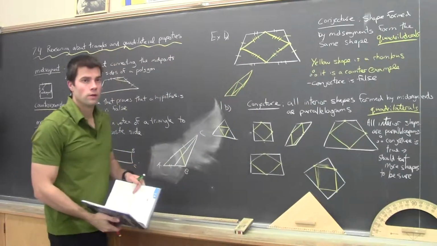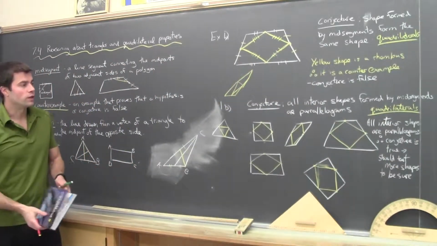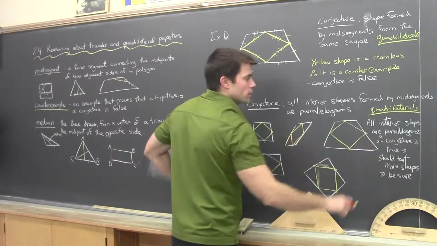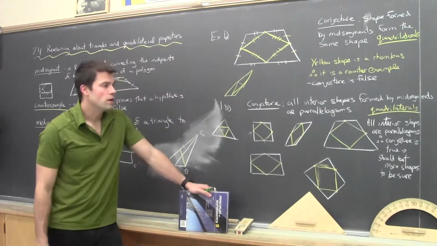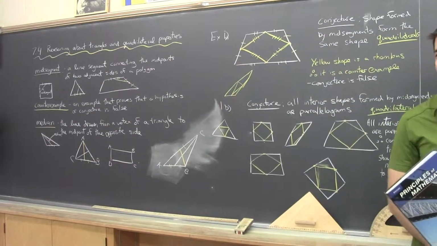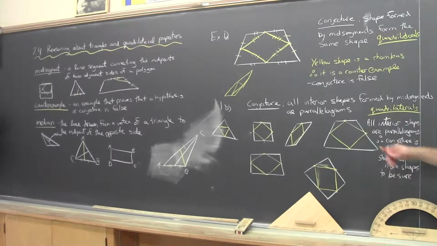All right, so in this case, the conjecture is true. All interior shapes are parallelograms, therefore the conjecture is true. And we should test more samples to be sure. Even though you might get one example showing the interior shape is a parallelogram, that doesn't mean it's true. You have to test multiple shapes. That's important to note. One example that fits your conjecture doesn't prove it; you have to check multiple examples.